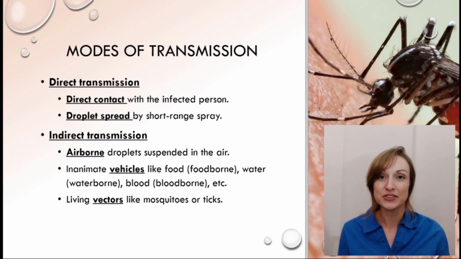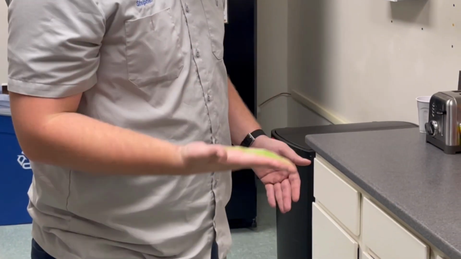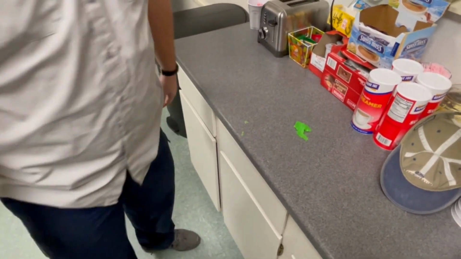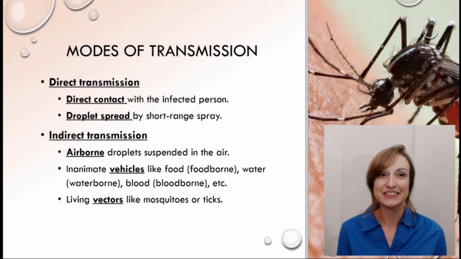Indirect transmission can also occur when the pathogen catches a ride on an inanimate object, also called vehicles, like countertops, food, water, blood, and other bodily fluids. Vectors, which are living organisms, can also help transmit pathogens from person to person.